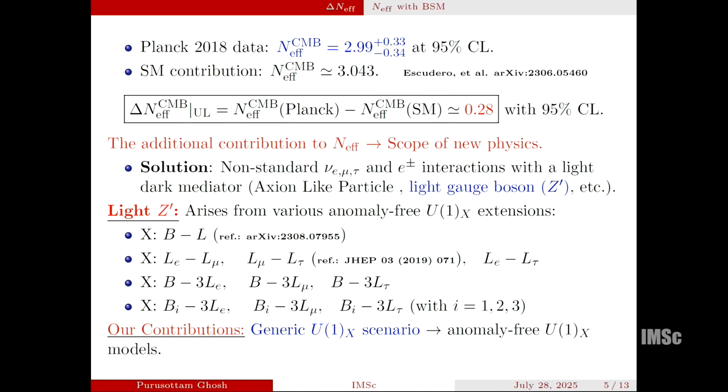These light gauge bosons are very popular candidates in the context of particle physics, and they arise from various anomaly-free U(1)_X models. These are the very popular U(1)_X models studied in different aspects of particle physics. What we have done is, instead of considering an individual model, we start from the generic U(1)_X model, and as you know, if we consider a specific charge assignment, that leads to all these anomaly-free U(1)_X models.